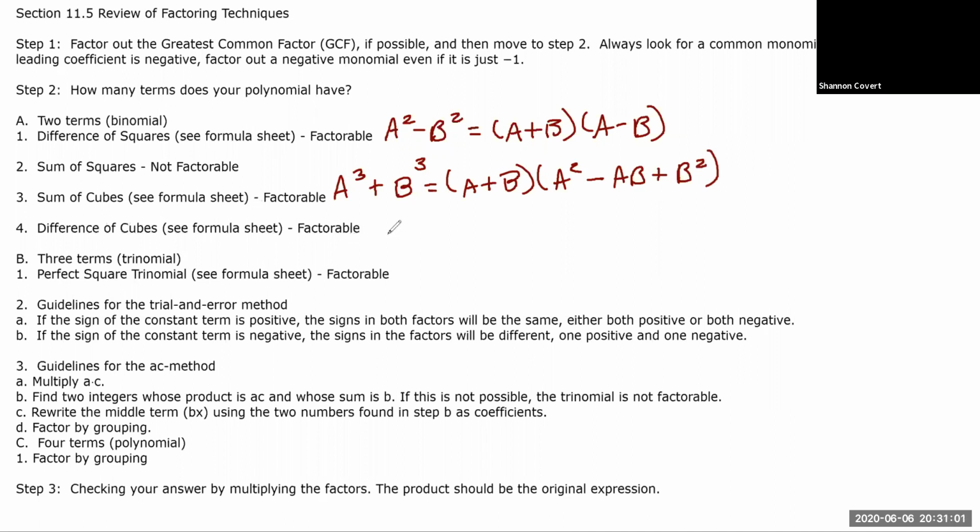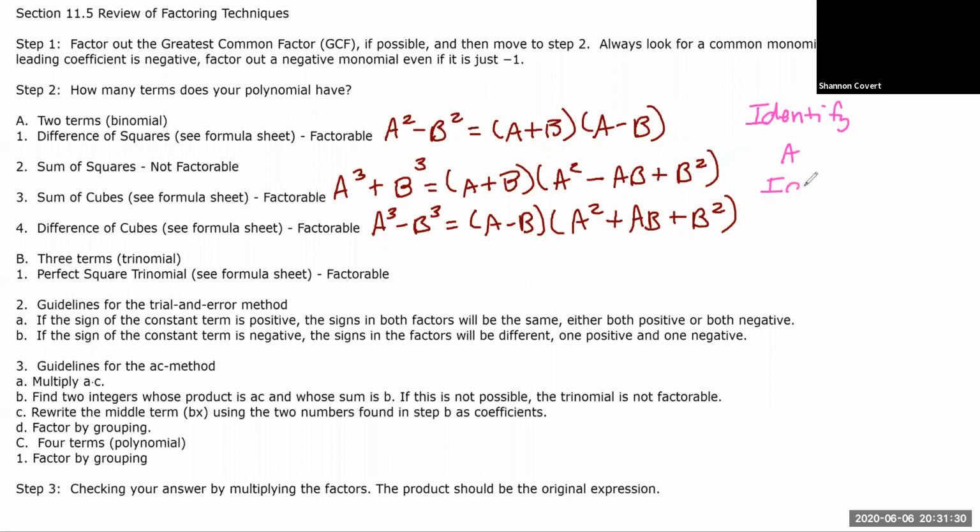And for a difference of cubes, you have a cubed minus b cubed, which factors into a minus b times a squared plus ab plus b squared. All right, so in all of these situations, what you really need to do is identify a and identify b. And then you are plugging things into your formulas.